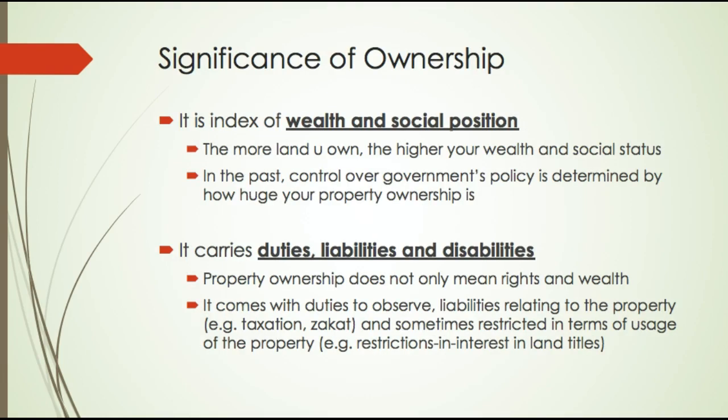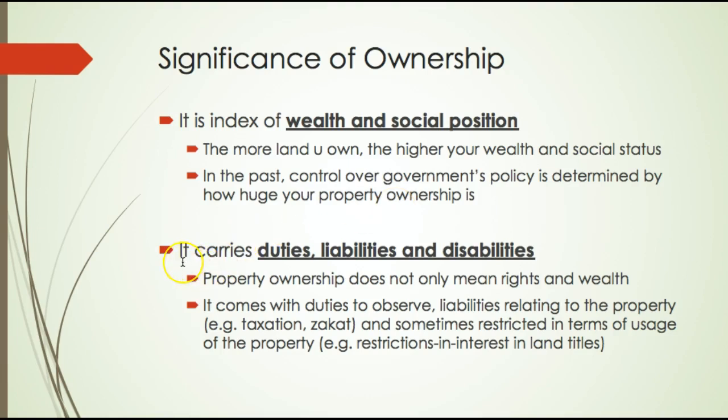Now, the significance of ownership. Once you own something, what comes together with ownership? Significance number one is that it is an index of wealth and social position. The more land you own, the higher your wealth and your social status in society. In other words, if you own a lot of property, a lot of land, you will be considered wealthy, and people will see you as having a higher social standing in the community. In the past, this was also known as control over the government's policy, because voting rights, the idea that your voice is heard by the government, was determined by how huge your property ownership was.